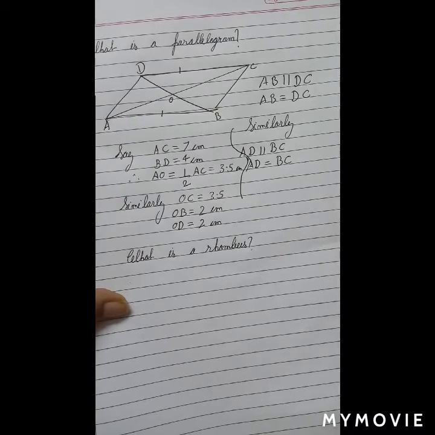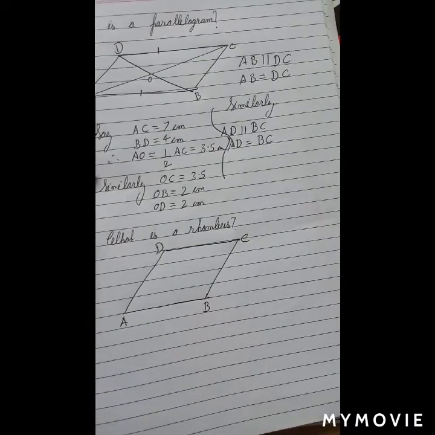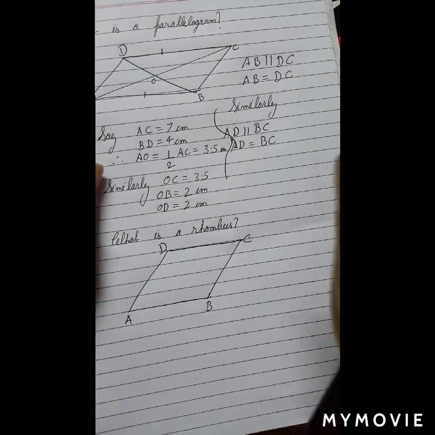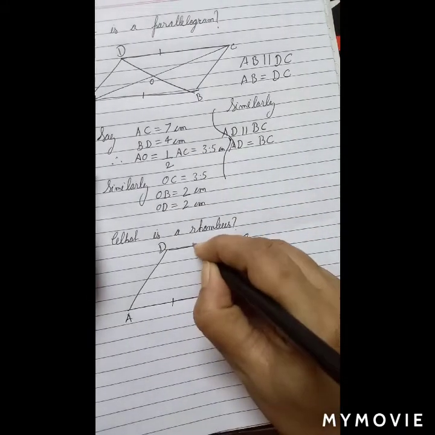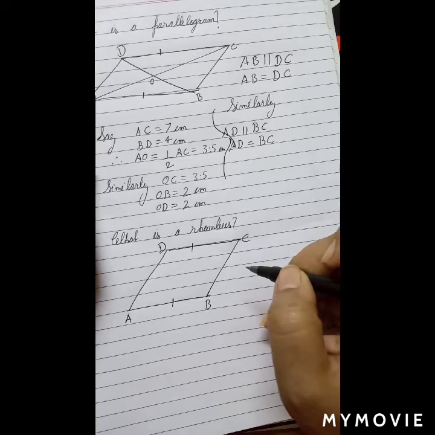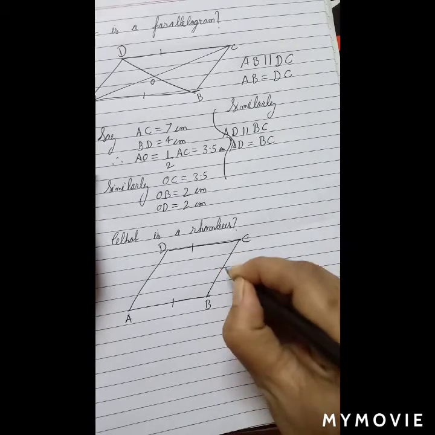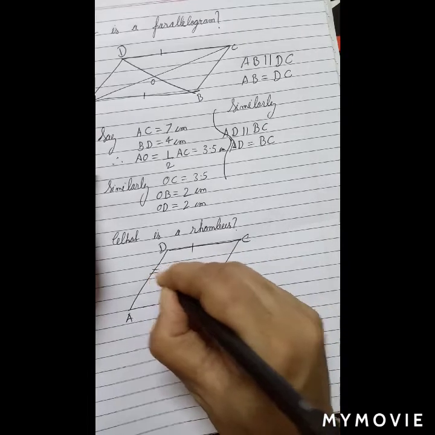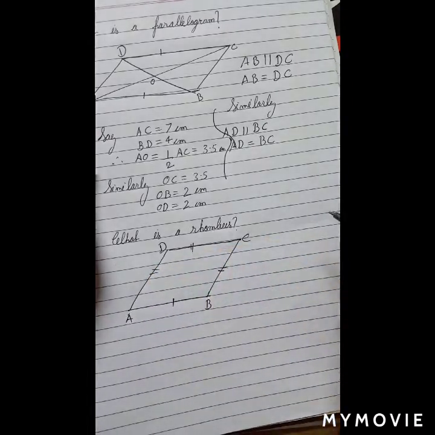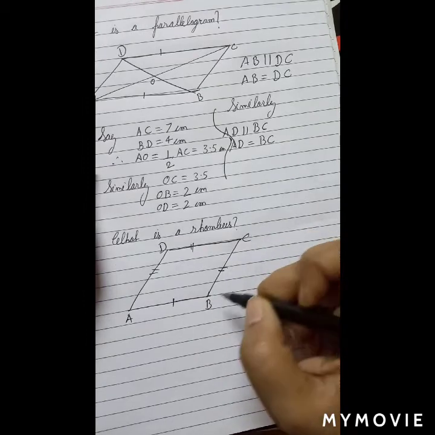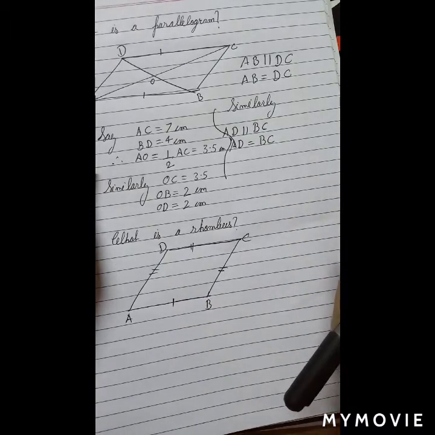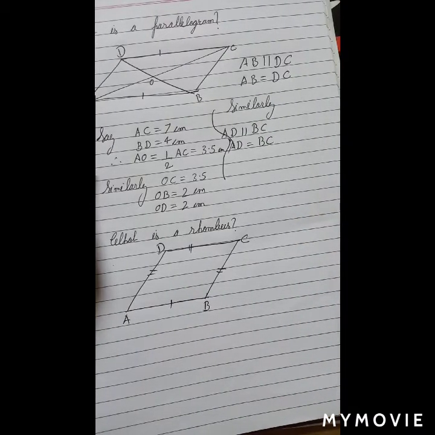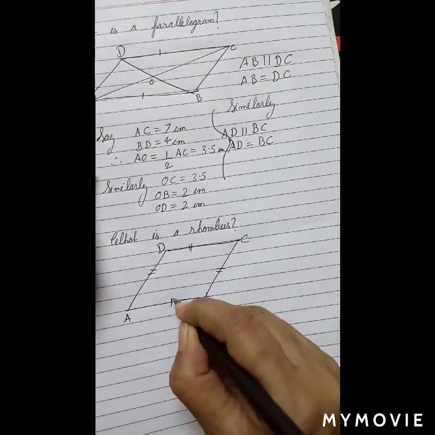Now the question is, what is a rhombus? Now this is a rough sketch of a rhombus. The only difference between a rhombus and a parallelogram is, in case of parallelograms, opposite sides are equal. This side is equal to this side and this side is equal to this side. AB is equal to DC and BC is equal to AD. That is the case in case of parallelograms. In case of rhombus, the adjacent sides are also equal.